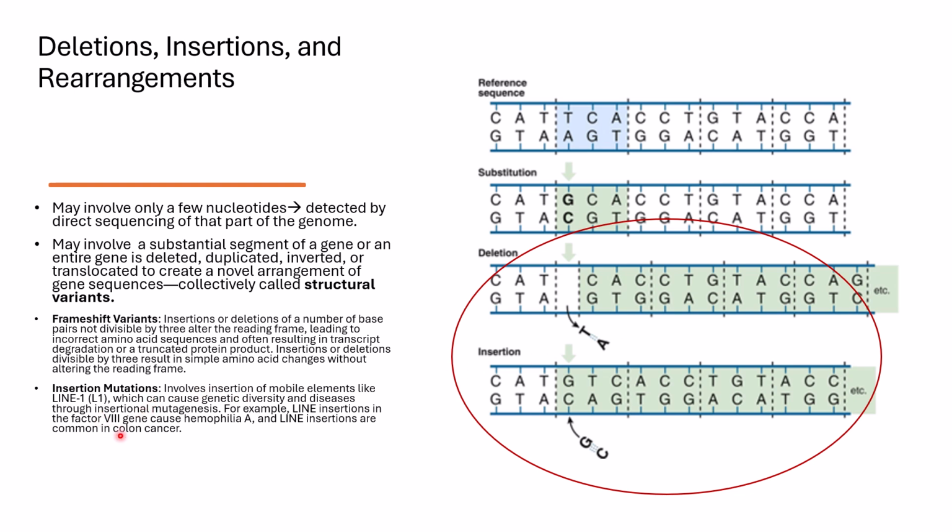The other things are the insertion mutations that we mentioned earlier in the common variants that can happen here as well. So insertion mutation that involves insertion of a mobile element like LINE-1, so L1, which can cause genetic diversity, but also can cause some diseases through the insertion of mutagens. An example is the gene causing hemophilia A that is associated with LINE-1, or some of the mutations that happen in colon cancers.